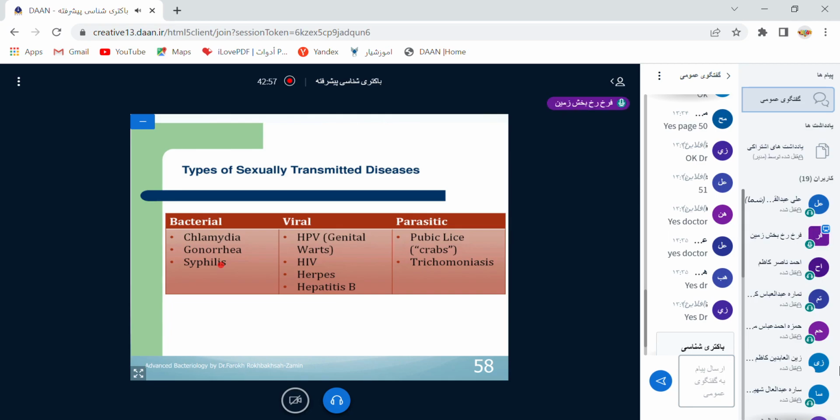These bacterial infections are among the important STDs, and some are viral: HPV, human papillomavirus, genital warts, HIV, human immunodeficiency virus, herpes virus, and hepatitis B. And some are parasitic, like pubic lice, crabs, and trichomoniasis. Trichomoniasis is a flagellated protozoan. It can be very easily transmitted in sexual intercourse and infect people. Mostly males are carriers and females are the reservoir.